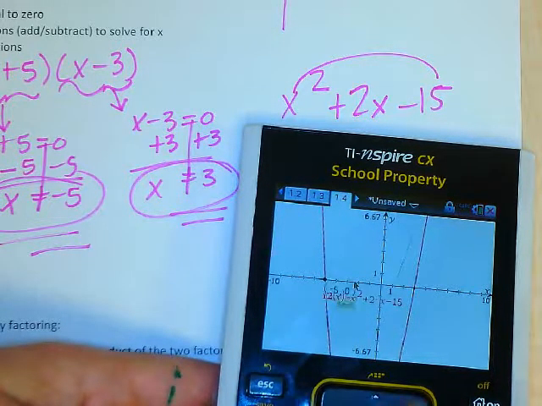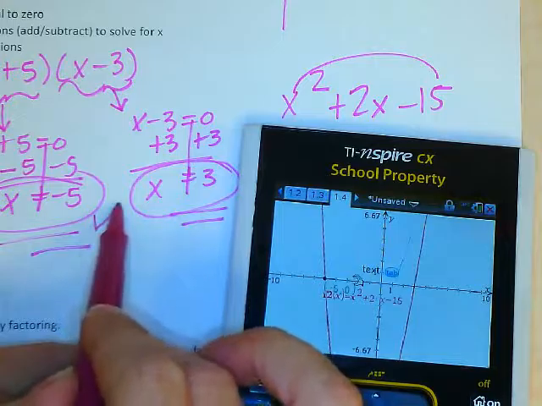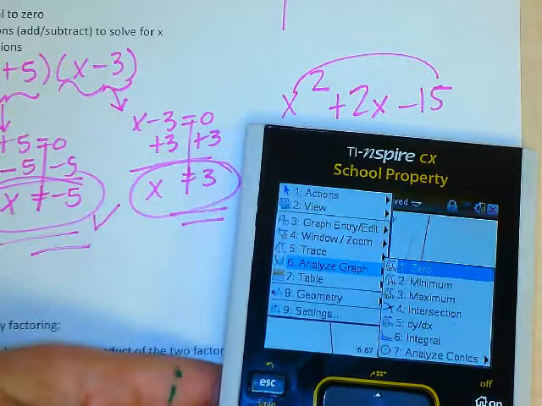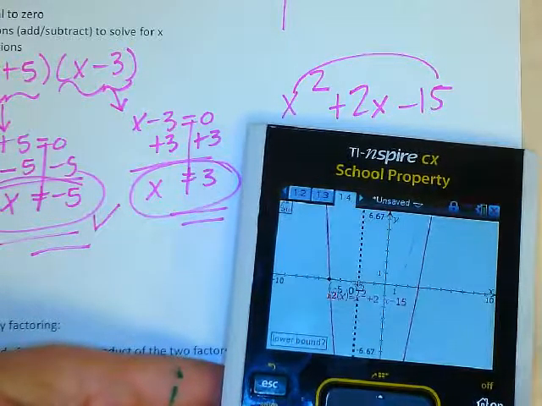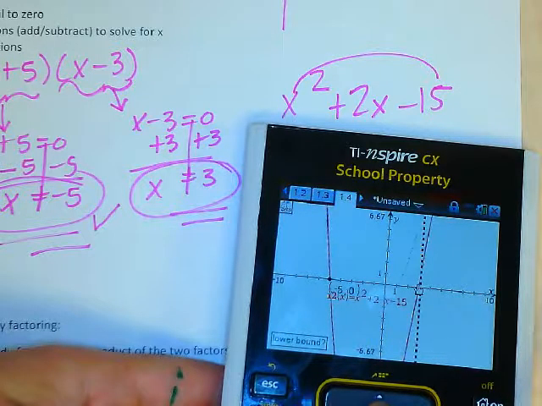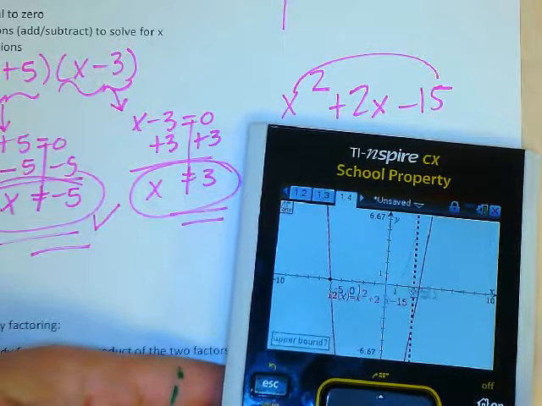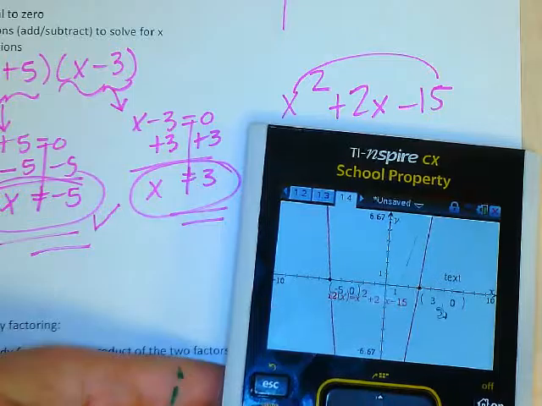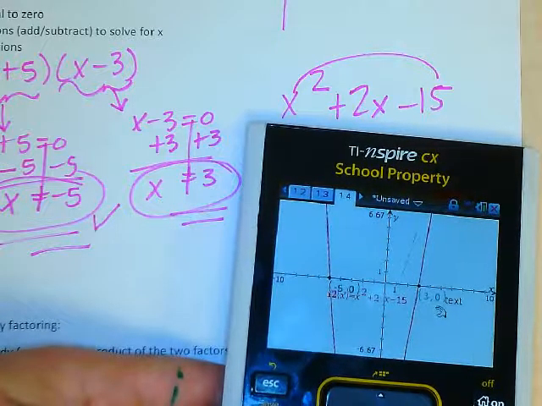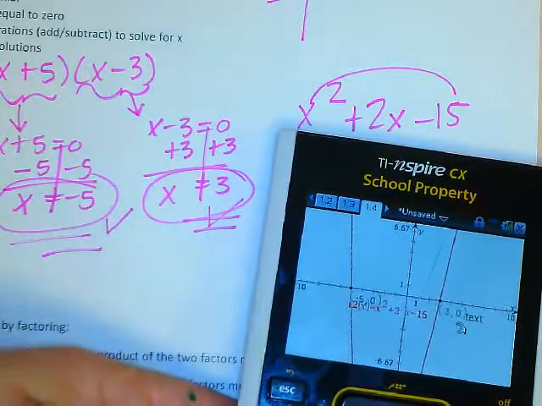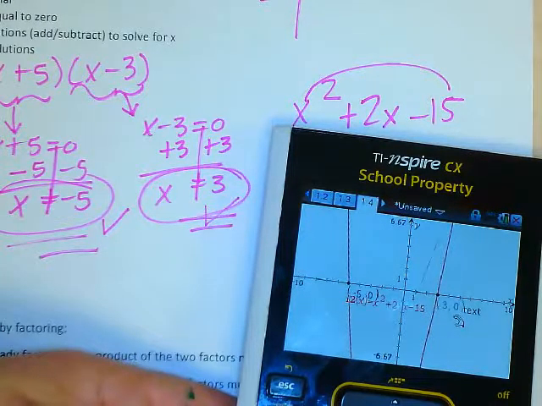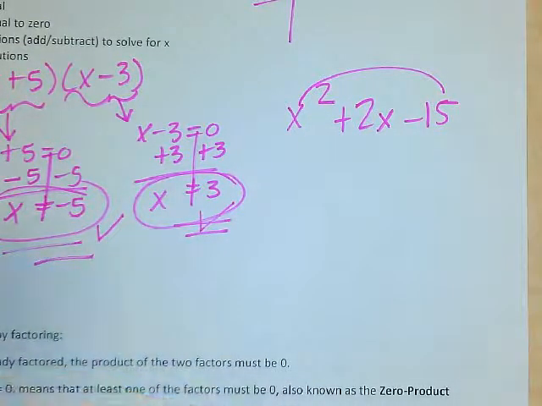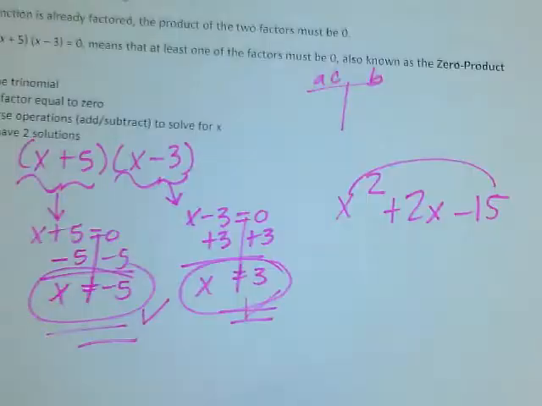There's a 1, which is negative 5, which is this one, so that's correct. I'm going to do it again, and I'm going to check this one right here. And it's going to be positive 3, 0, which is this one. So now I know that I did my work correctly. Okay, so that's one part of the notes.